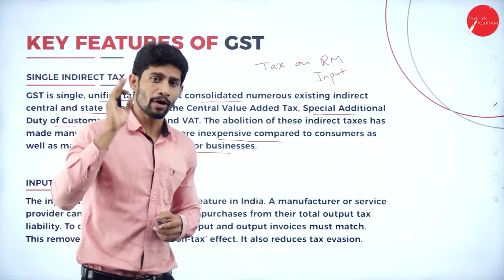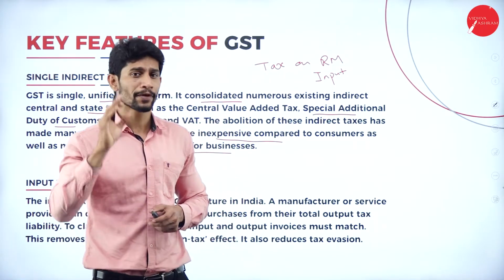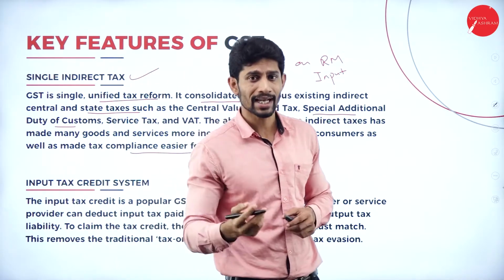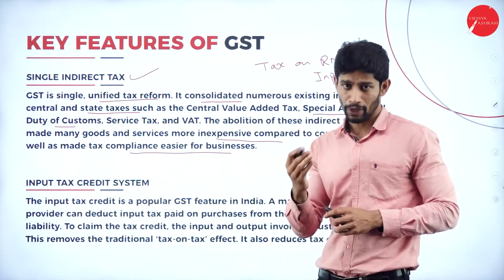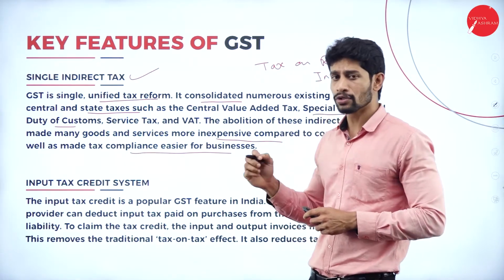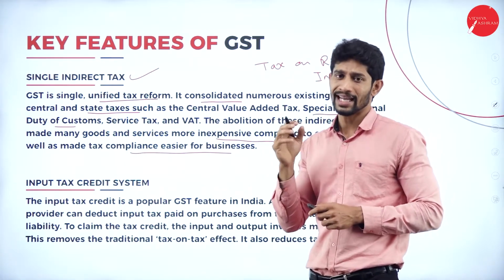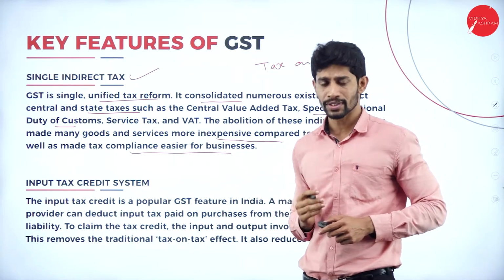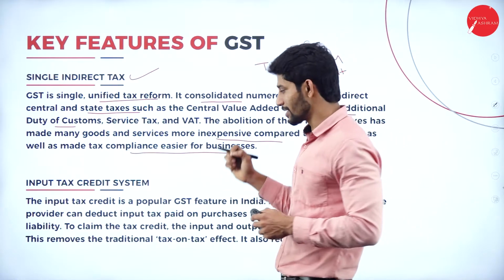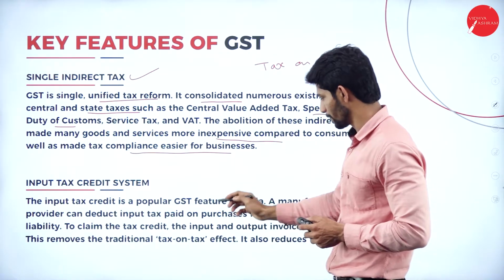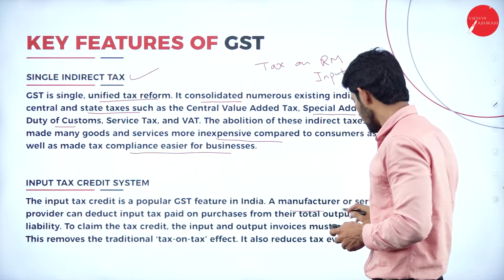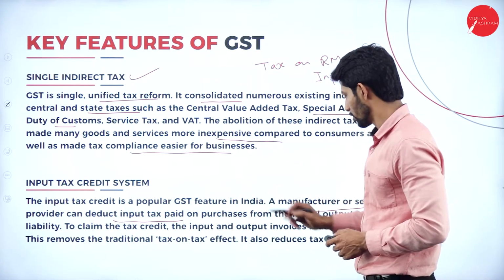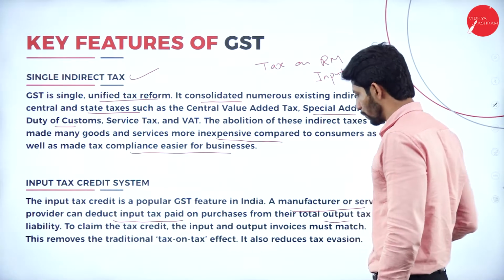But at the time of selling the product, what will the manufacturer do? The manufacturer will take the credit, that is, whatever tax was paid on the input products or the input materials, he takes the credit of those taxes. So that is called the input tax credit system. After introducing the GST, the input tax credit system is a very popular GST feature in India. A manufacturer or a service provider can deduct input tax paid on the purchases from their total output tax.